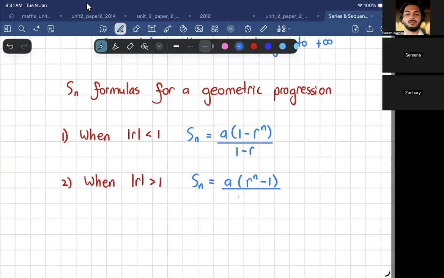Yeah, so you have quite a bit more formulas to know for geometric progression.